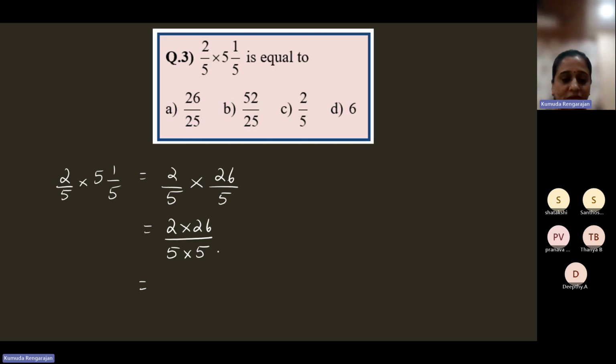So here we cannot simplify. You cannot take a number from the numerator and denominator and simplify them using a common factor. So you have to directly multiply the numerators. So you get 52 by 25. So the correct option is B. Correct option B.